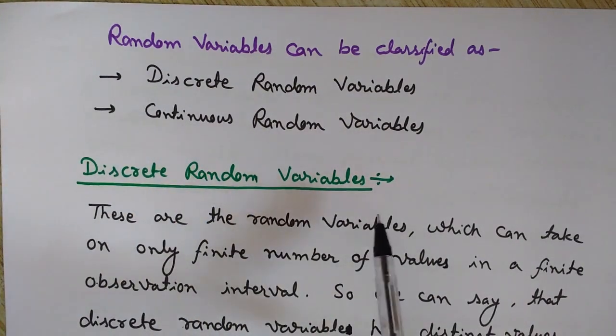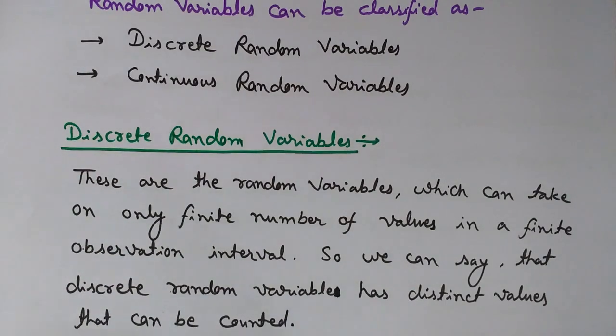So what are discrete random variables? The example that I have given you of this 3 coins, tossing 3 coins, was an example of discrete random variable. So these are the random variables which can take on only finite number of values in a finite observation interval. As in this coin example, we had only 8 outcomes. So this can be counted. So it has finite number of values in the outcome in a finite observation interval. So we can say that discrete random variable has distinct values that can be counted.